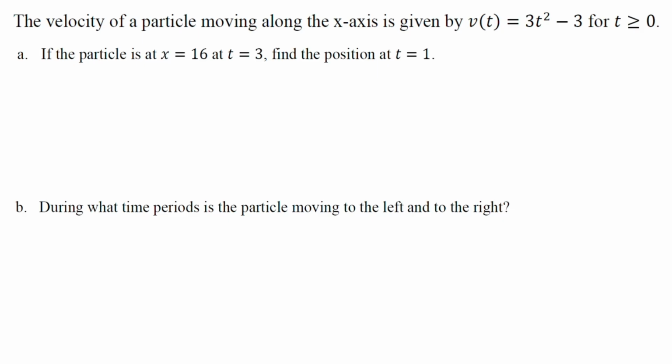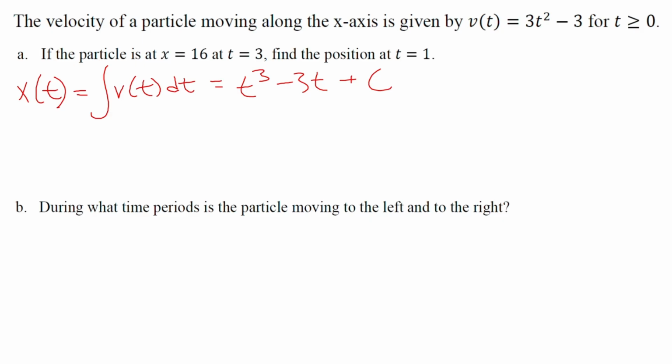Well, this should be pretty straightforward. To get a position function, we just need to integrate our velocity function. We'll call it x of t. That'll be the integral of v of t dt. And we can then just integrate 3t squared minus 3, which comes out to be t cubed if you integrate 3t squared, and minus 3t if you integrate the minus 3. Of course, we have to attach a constant to that, right, because anytime we integrate, we have to attach the constant to it. And we know that x of 3 is equal to 16.